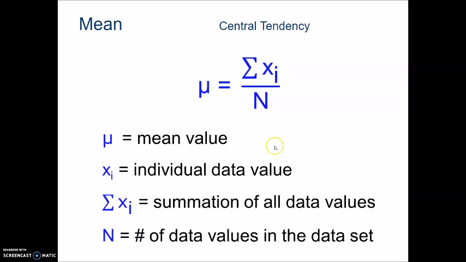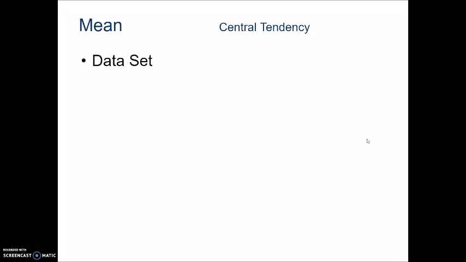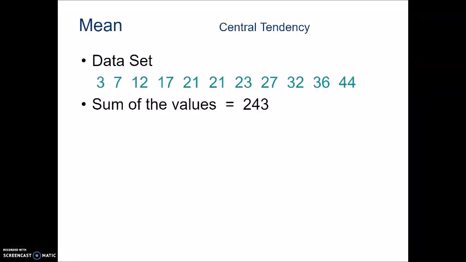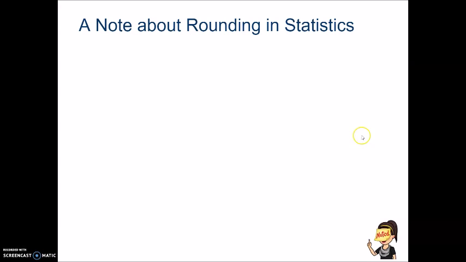Okay, so here this explains that formula. Again, I talked about mu being the mean value. So xi is your individual data value, and then the summation of all the data values. This big E is a sum symbol, so this means the sum of all the individual data values. And then n is the number of data values in the data set, so the number of numbers that you added up. Okay, so this is an example of mean. I am not going to go over it. You are welcome to go back and look at it later.